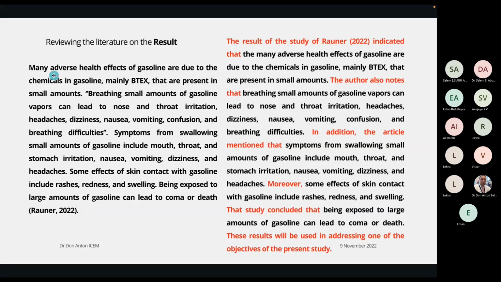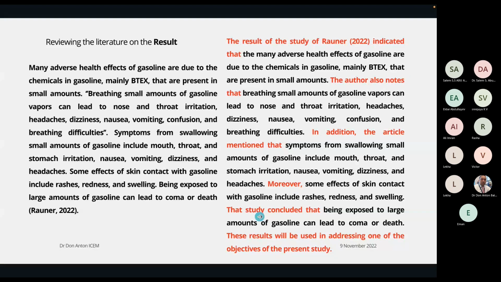Compared to this one, many adverse effects. The literature review should say "the result of the study of Ronner indicated that." See the difference already? And then you say, "breathing small amounts of gasoline vapors," this is Ronner saying. But when you review, you will say "the author also notes that," referring again to Ronner. So this is why it's important that from the beginning, whenever there is already a huge claim or you're already presenting facts, immediately cite. Don't wait for the end of the paragraph. And if you are continuously referring to the same author, you can say "in addition," "moreover."